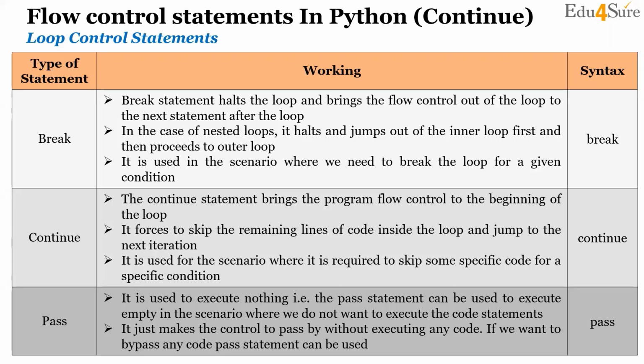In the case of the continue statement, the continue statement brings the program flow control to the beginning of the loop. It forces to skip the remaining lines of the code inside the loop and jumps to the next iteration.